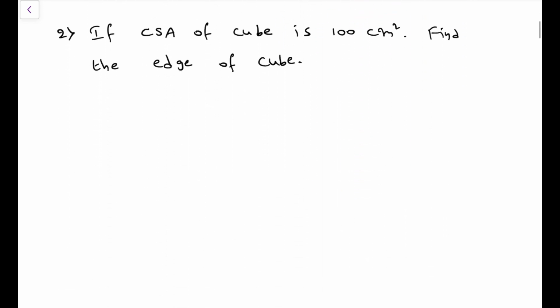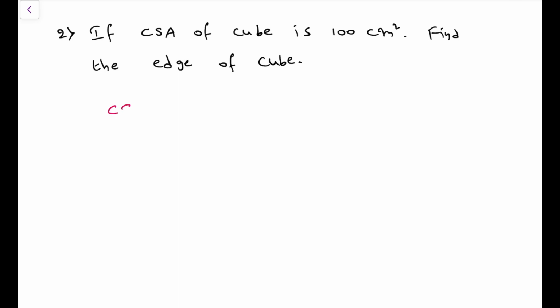Moving to question number 2. If curved surface area of the cube is 100 centimeter square, then find the edge of the cube. In the previous question, the edge was given and we found curved surface area, total surface area or volume. But in this, he is asking it in reverse. So, in this question, curved surface area is given. Then we need to find out the cube edge. That is a value we need to find out.